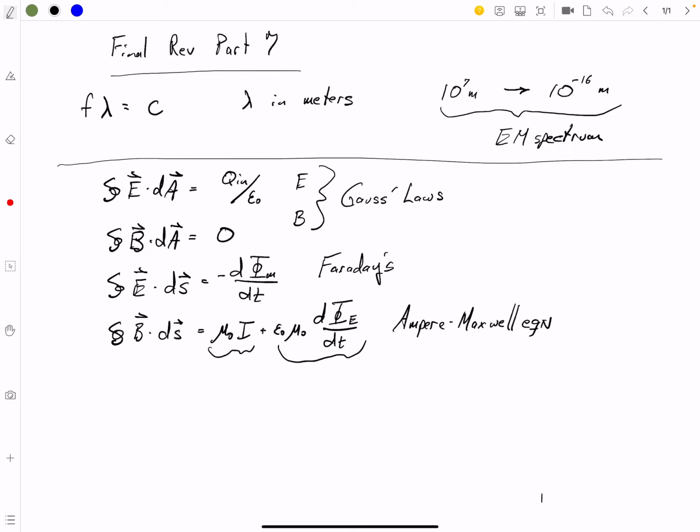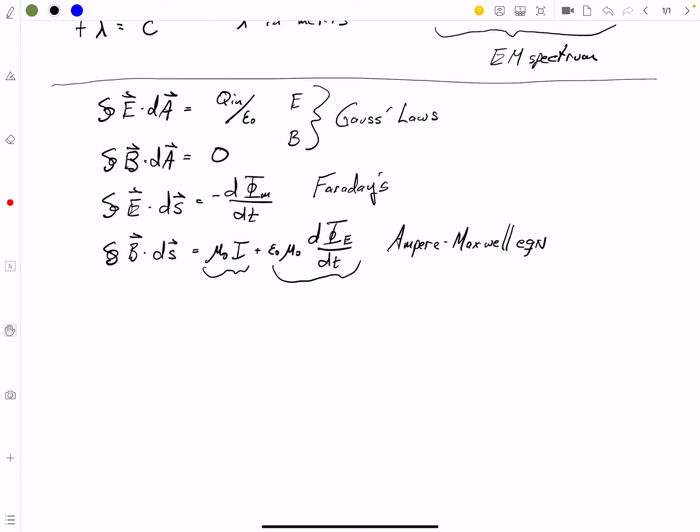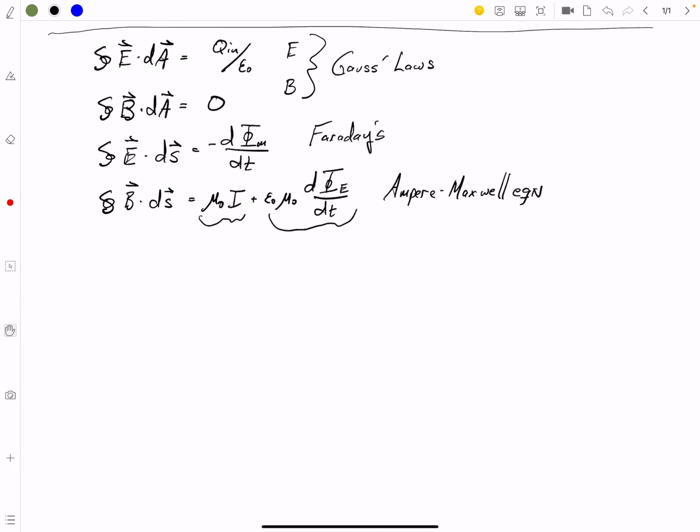I have crackers and cheese, but I don't want to talk and chew crackers at the same time. That has no class. So let's not do that.